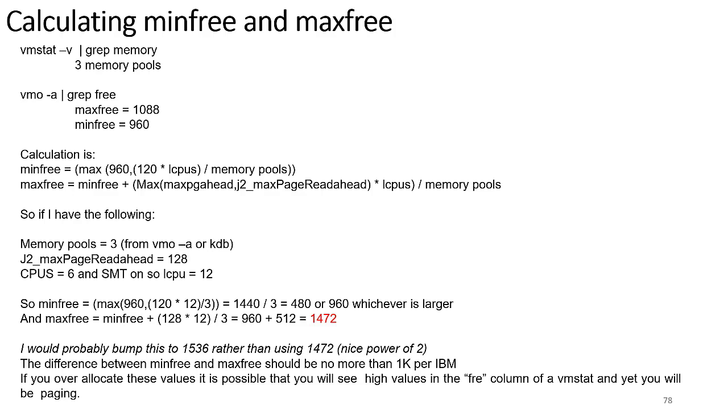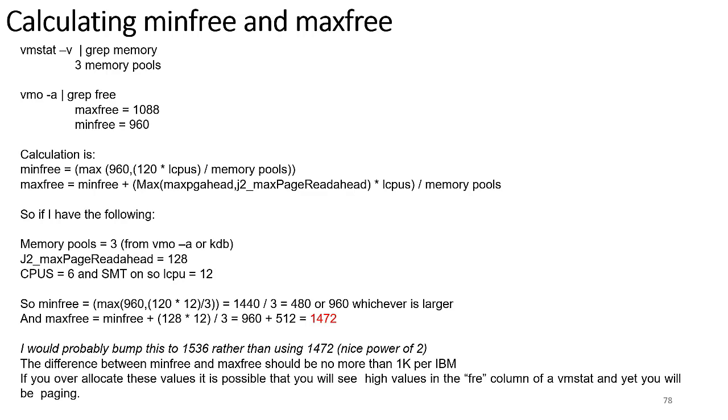So how do you calculate minfree and maxfree? The typical calculation that I use is minfree is the maximum of 960 or 120 times the number of logical CPUs divided by the memory pools. And then maxfree is a similar calculation. But I also round them. So if maxfree comes to 1472, I'll probably bump it to 1536 or 2048. You shouldn't have a difference between minfree and maxfree that's more than 1000. That's according to IBM. If you want to use numbers greater than that, then you should talk to IBM.